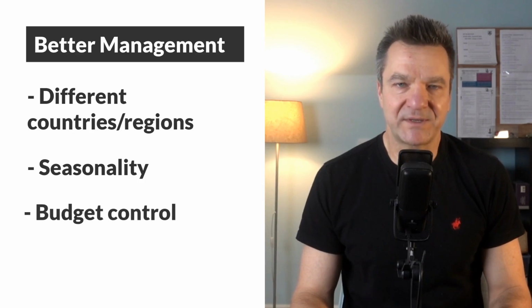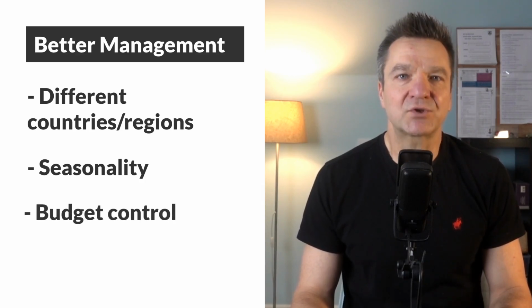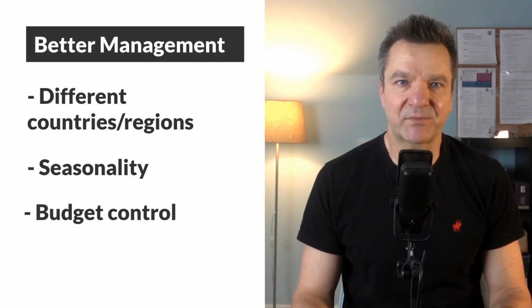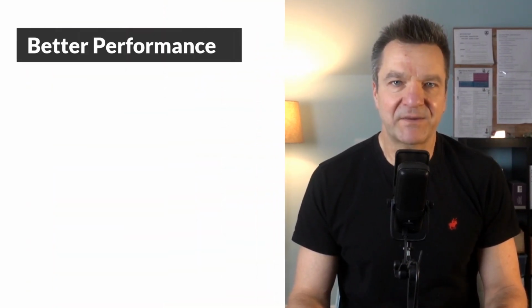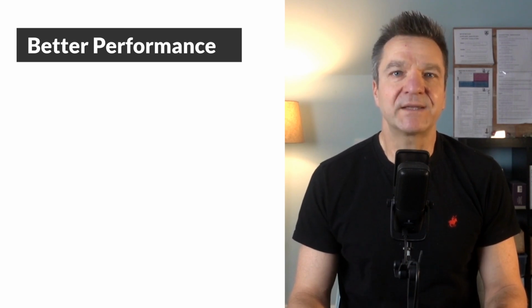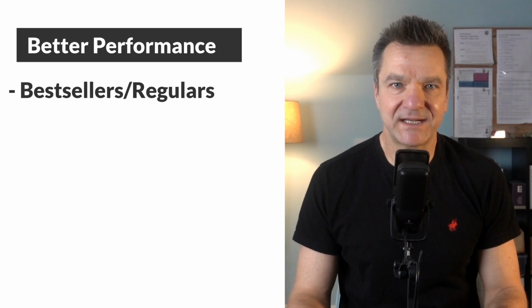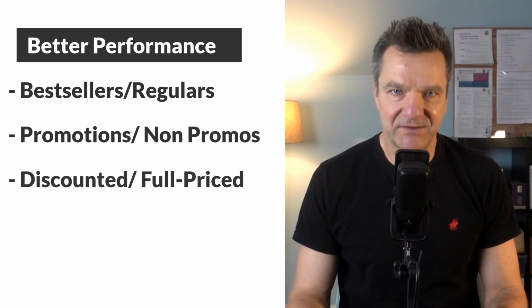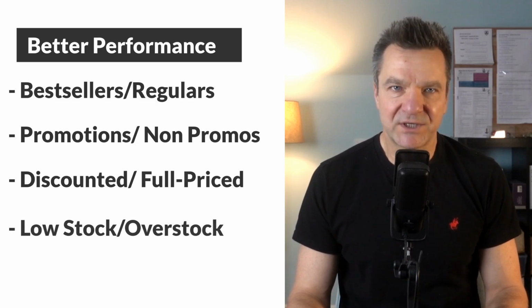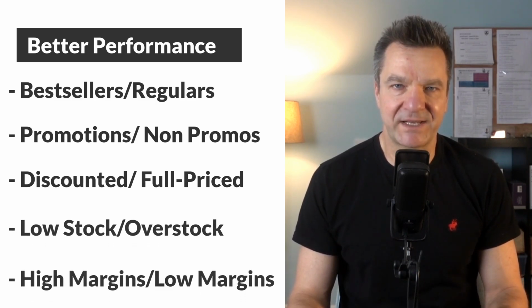It also helps you optimize your campaigns. You can control exactly how much you spend on different products, categories or countries. You can test new strategies safely by trying them in separate campaigns first. But the biggest benefit is better performance. By creating different campaigns for different types of products, you can give special attention to your best-selling products, handle promotional items differently from your regular items, treat discounted products differently from full-size ones, manage products with low stock differently from those with plenty of stock.